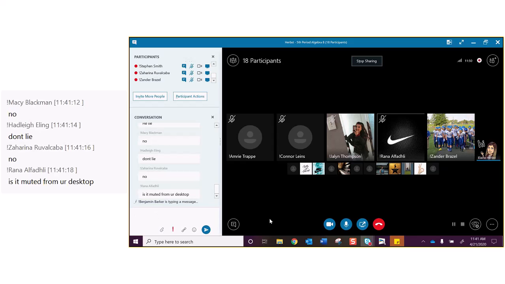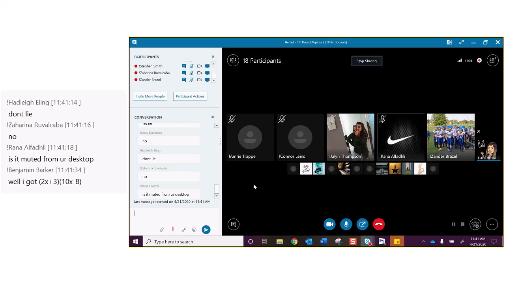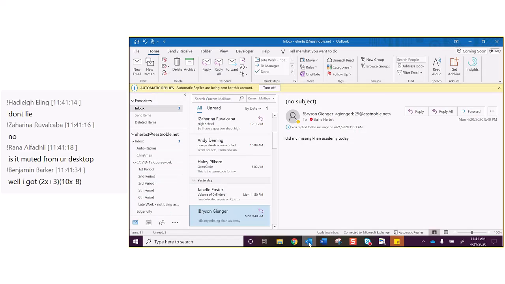Is it muted? Look down here. Is your little microphone unchecked? Or click on the F4 button on your laptop, on your keyboard. Okay, there we go.